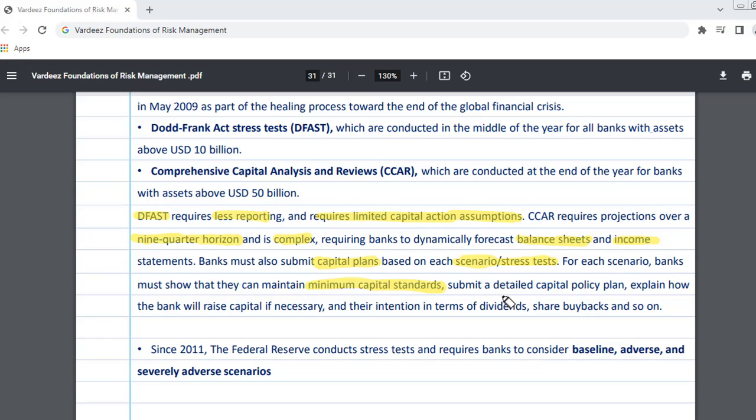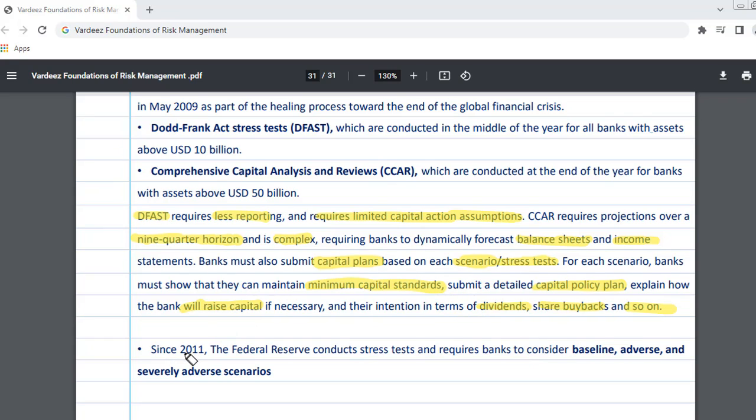They will have to submit a detailed capital policy plan, as well as explain how the bank will raise capital if necessary, and their intention in terms of dividends, share buybacks, and so on. So basically, the entire thing focuses on capital planning. How much capital do you as a bank need to keep aside in case you face a stressful or a crisis situation? How can you maintain minimum capital? What is the policy on the capital? How will you raise additional capital if you face a loss? All these things are part of the CCAR.